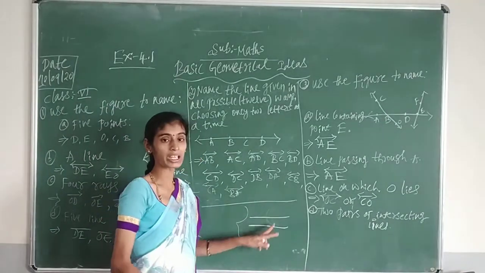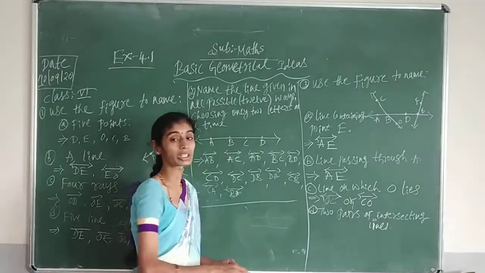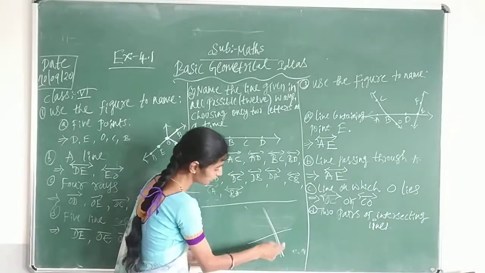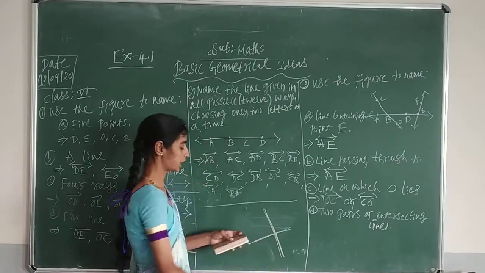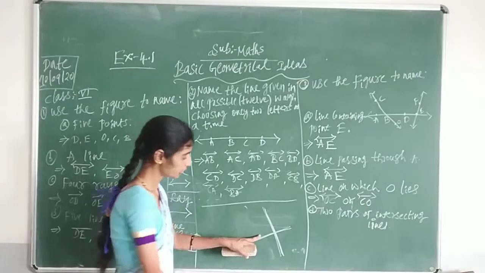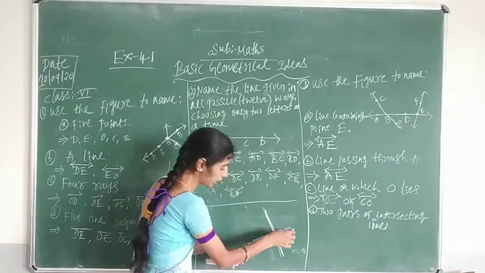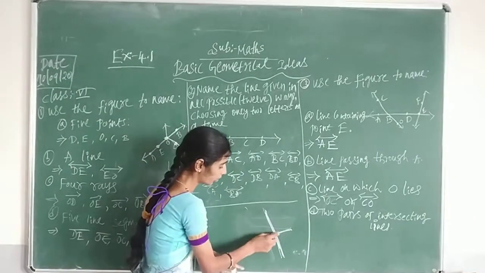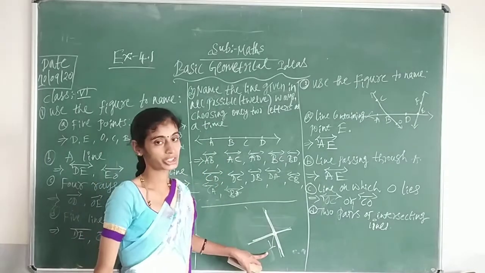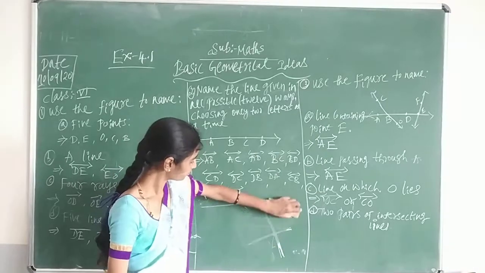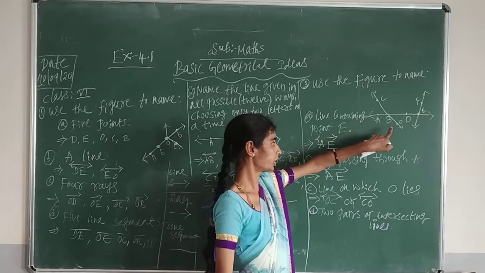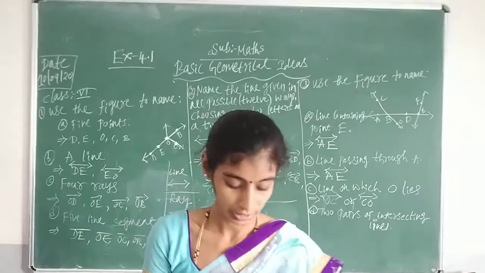Any crossing of lines are there here? No. Now if I draw one line is this, another line is this. Shall we say whether this is an intersecting line? Yes. Why, children? Because you can see two lines are crossing each other at this point, and this point we call it an intersection point. Now using this concept, from this figure you need to write two pairs of intersecting lines.